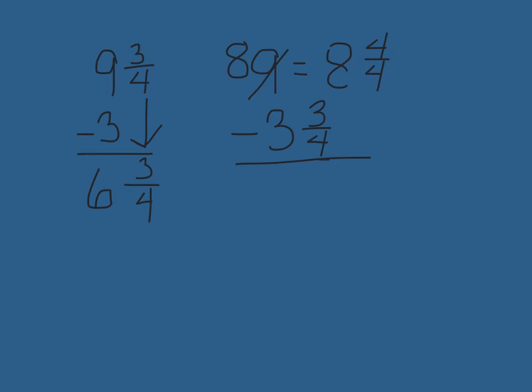So let's rewrite that so that way they're lined up. I have 8 and 4/4 minus 3 and 3/4. Now I can go ahead and subtract. 4 minus 3 equals 1, and I keep my denominator the same. 8 minus 3 equals 5. So 5 and 1/4 would be my answer for that.